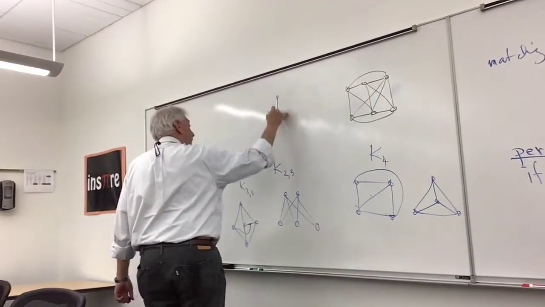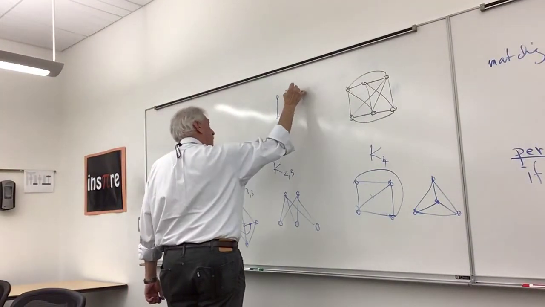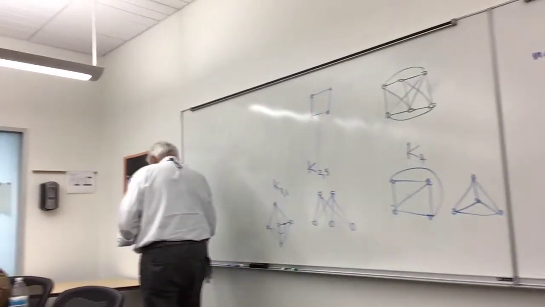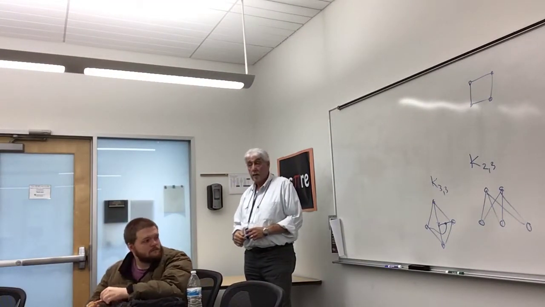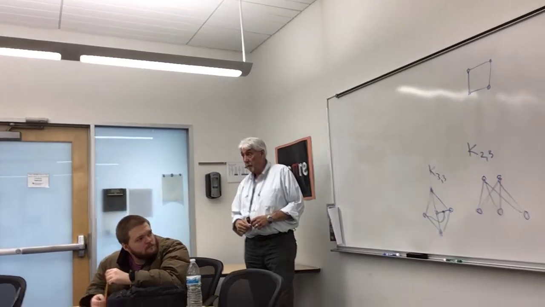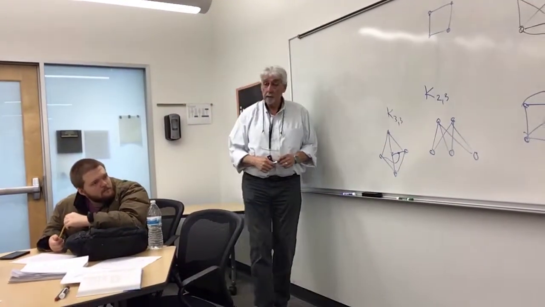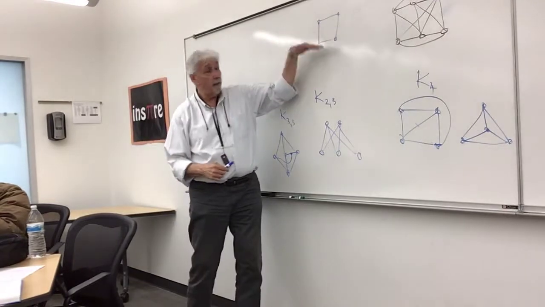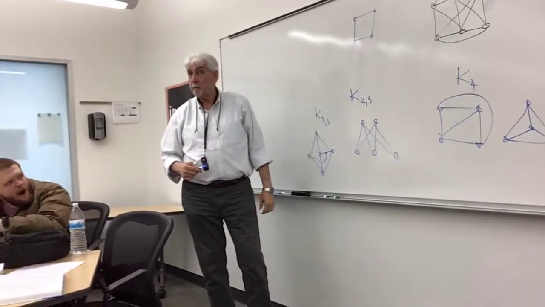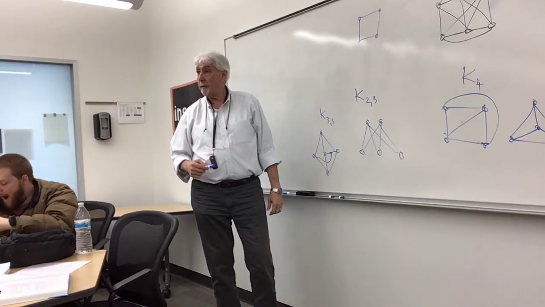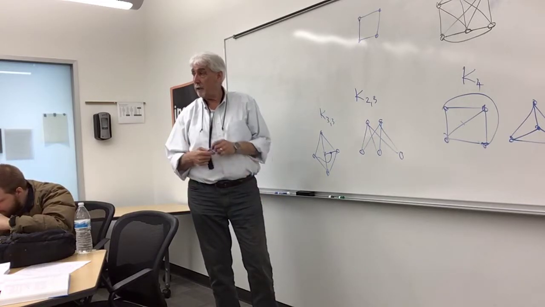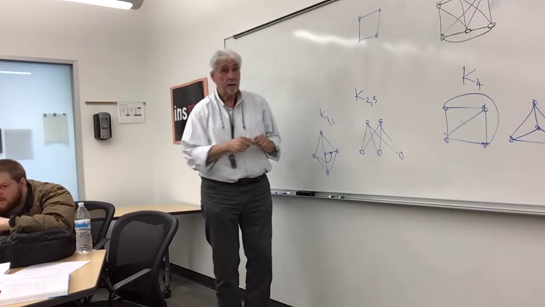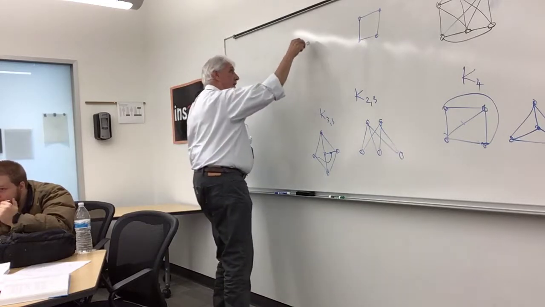So let's take the smallest even cycle. There's 2 in C4, right? The vertical ones and the horizontal ones. What about C5? There's none. What about C6? 3? What would that be? Let's see, C6.